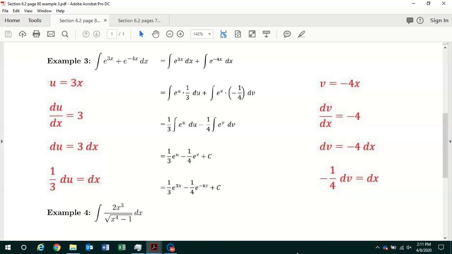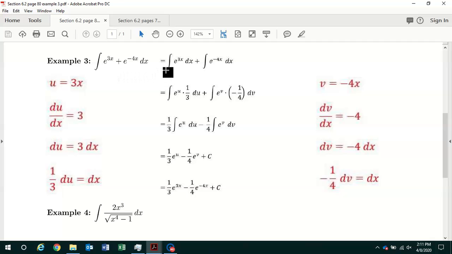All right, class, this is the last video on section 6.2, integration by substitution. We're picking up the discussion at example 3 on page 80 of your note packet. So here we're going to find the antiderivative of e to the 3x plus e to the minus 4x with respect to x. Now we have a sum of two terms here. So we know we can anti-differentiate this function term by term.